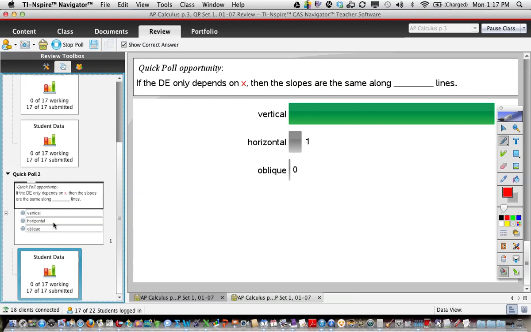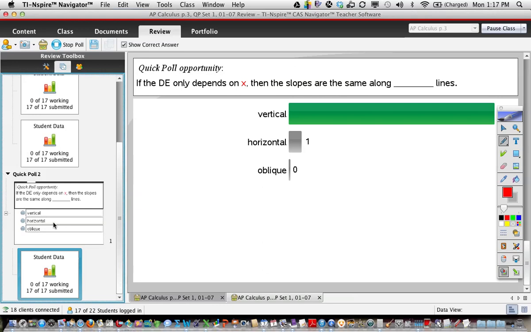Listen, think about it this way. Which one's the easiest differential equation to solve? What's the only one we do know how to solve? When it depends only on x, right? As far as answering this, I'm not sure you have to memorize whether it's vertical or horizontal. I'm not sure that's the big thing. I think what you want to do is picture. If it only depends on x, what that means, and here's my example right here.